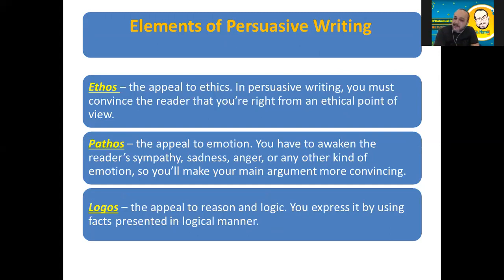Elements of persuasive writing. We have three important terms. We call them persuasive devices. And these are very important. If you can use them, you're going to write a very interesting persuasive essay. We have something called ethos, pathos, and logos. I will explain them in details. Remember them: ethos, pathos, and logos.